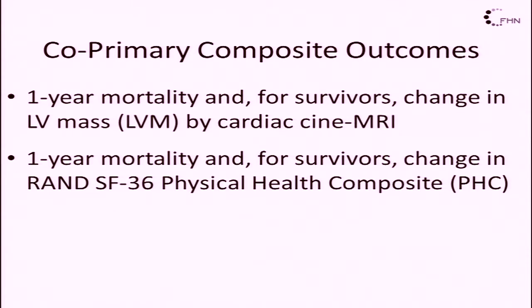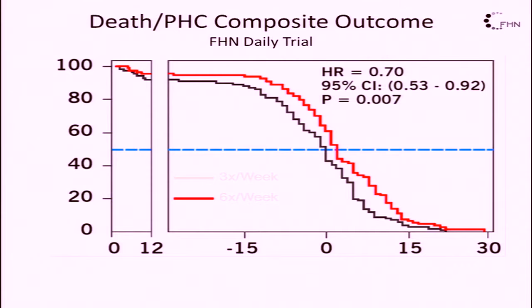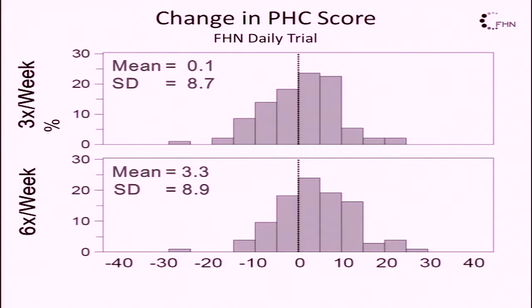And quality of life, in particular, was the physical health component of the SF-36. These are the outcomes from the New England Journal paper looking at the FHN daily trial, demonstrating a significant and substantial benefit to quality of life from more frequent in-center dialysis. That benefit can be demonstrated using a time-to-event curve, but also if you just look at the average scores, there were clinically relevant differences in quality of life scores between the 2 groups, with a change of around 3.2, 3.3.